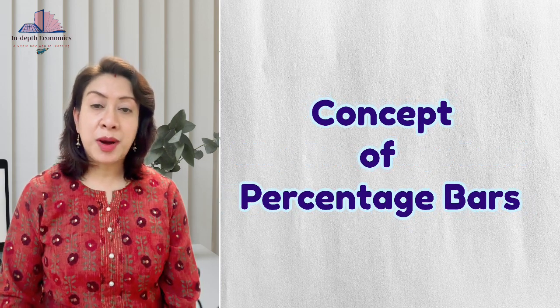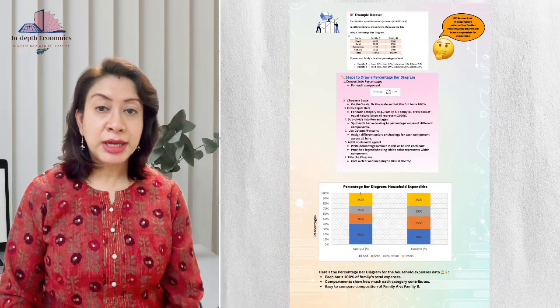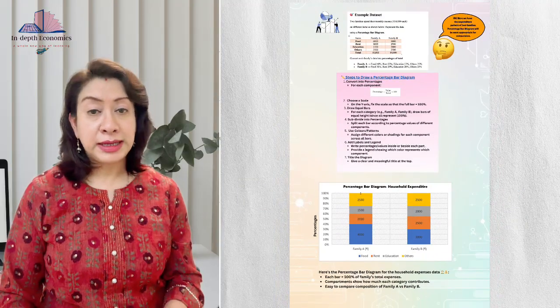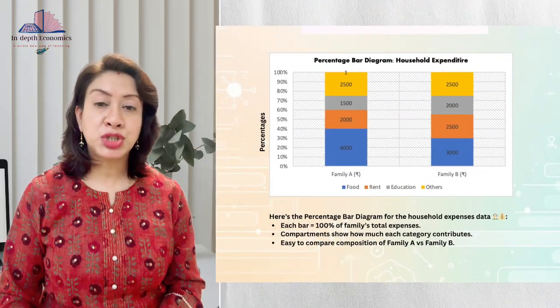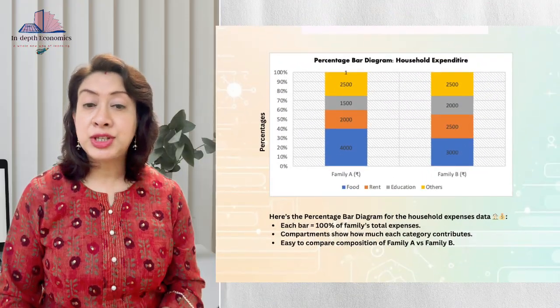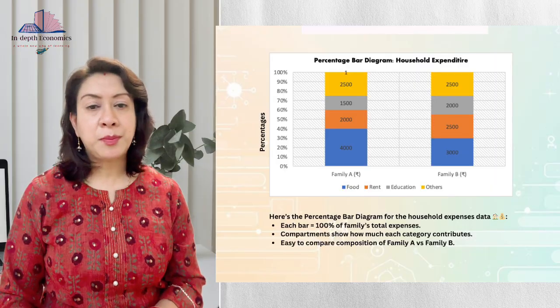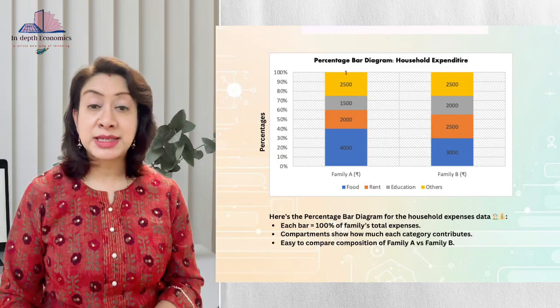A percentage bar diagram shows data in terms of percentage. Each bar is of equal height or length, and each segment inside the bar shows the percentage contribution of each component. This type of diagram is best for comparing composition between groups of different sizes.